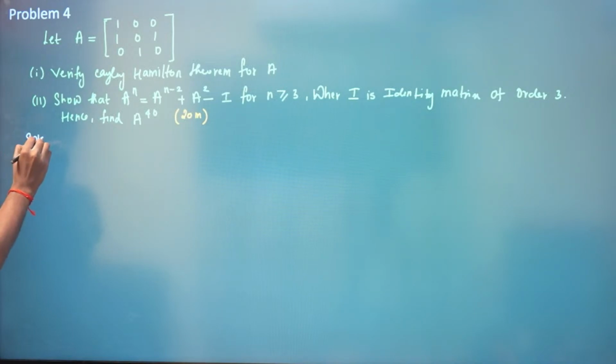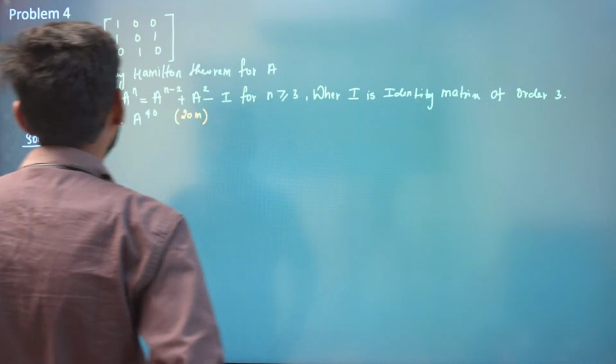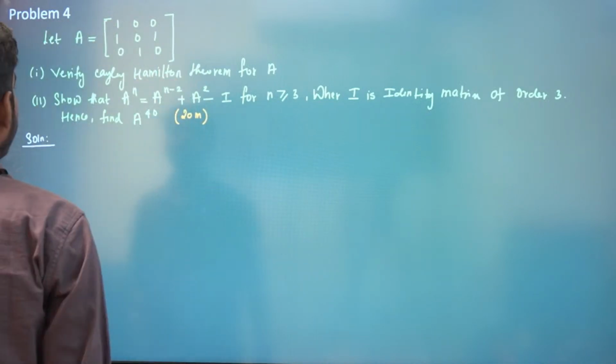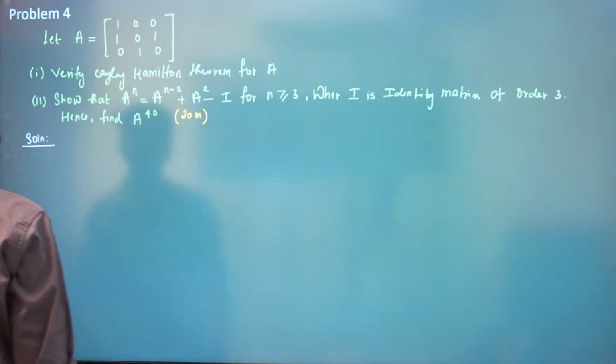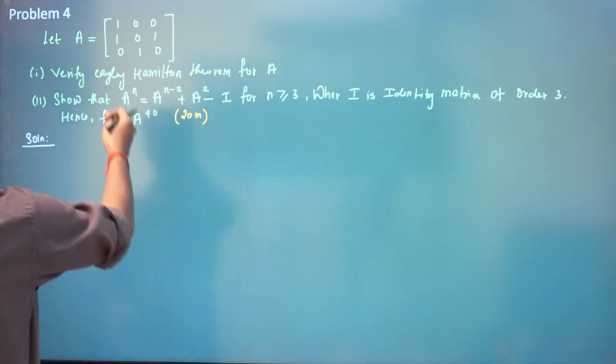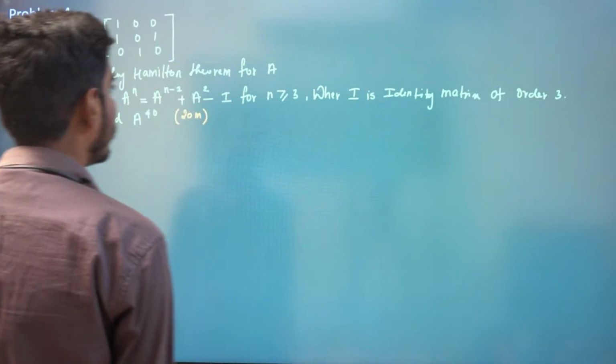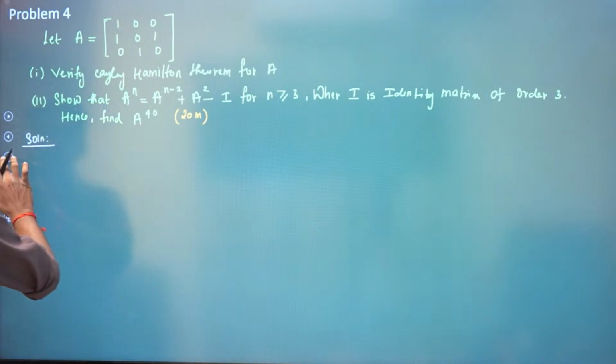So solution, 20 marks, right? Very simple question. Verify Cayley-Hamilton theorem for A. This carries 10 marks and this carries 10 marks, overall 20 marks. Show that A power n is equal to A power n minus 2 plus A square minus I for n greater than or equal to 3, where I is the identity matrix of order 3.